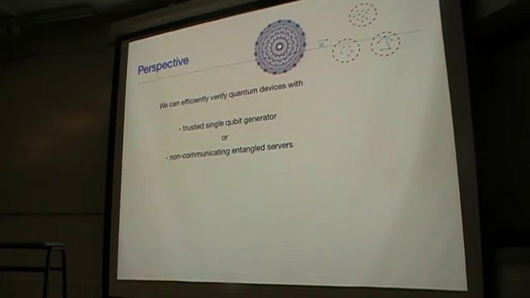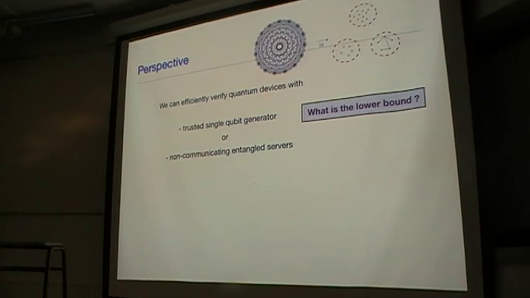So now the interesting open question is, what is the lower bound? Do I really need to have this single qubit generator or these non-communicating servers? And Vidick wrote in a perspective article recently that apparently yes, you need to have a bit of quantumness to verify quantum mechanics. And as his former student, I have no choice but to prove him wrong.